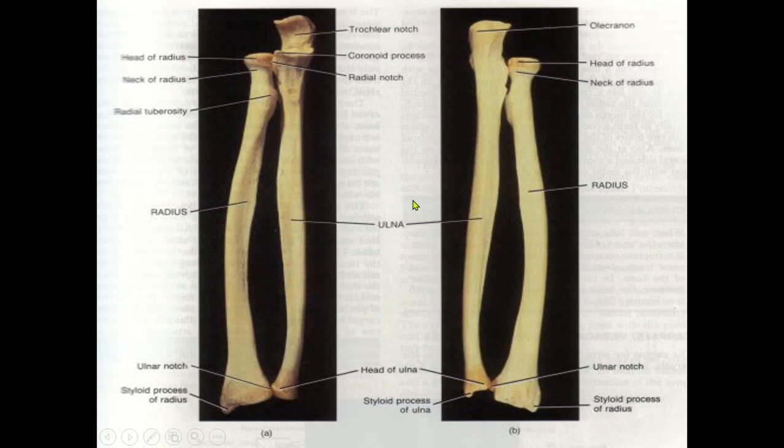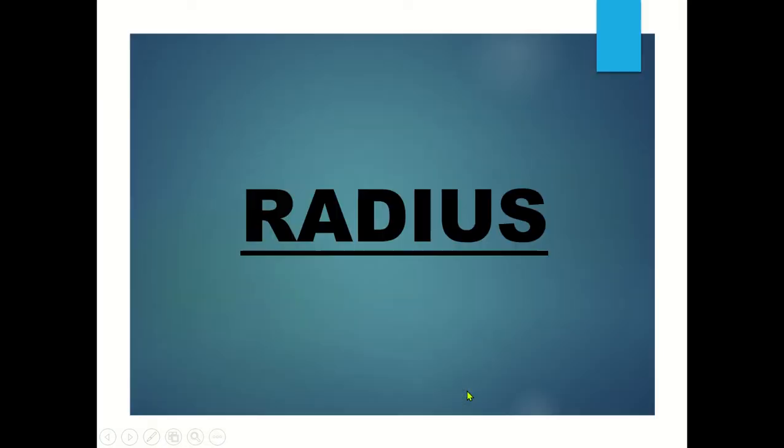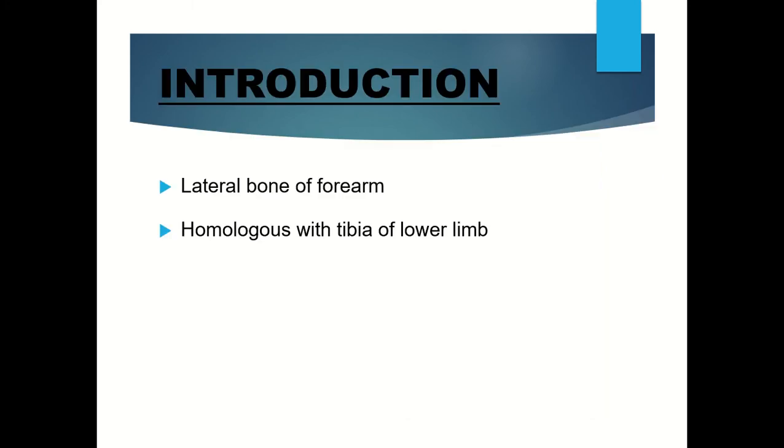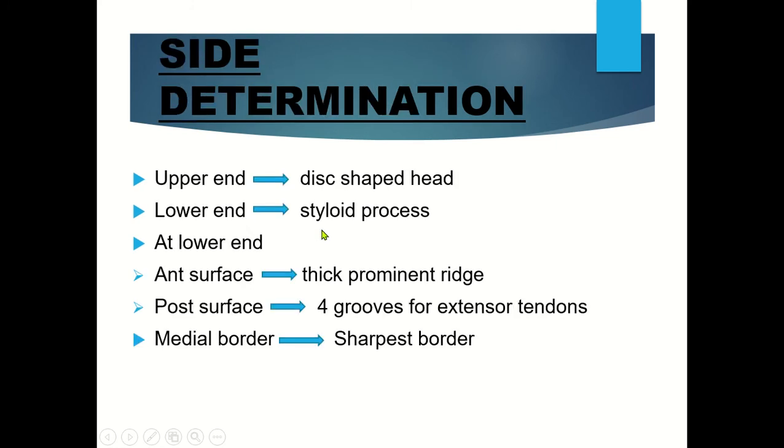And posteriorly we see that olecranon process is present in ulna and there is a styloid process of ulna. So we will go through these bones one by one. First of all, we will study about radius. Radius is a lateral bone of forearm. It is homologous with tibia of lower limb.